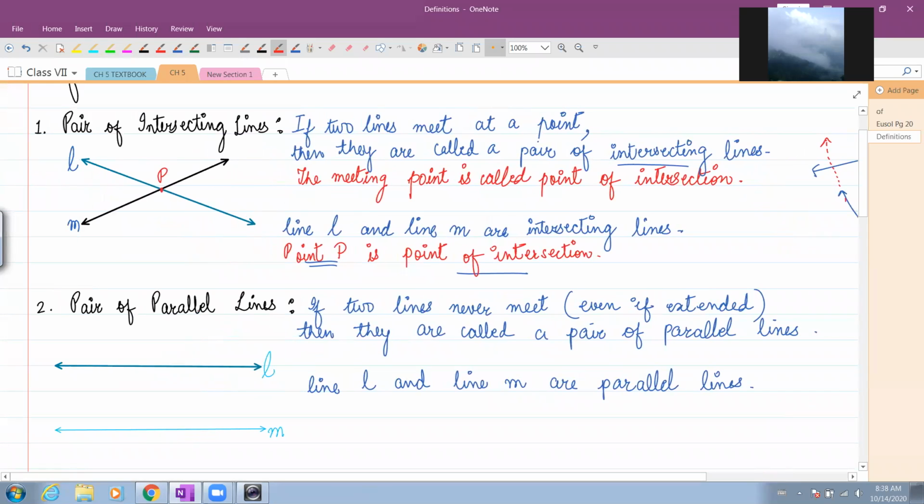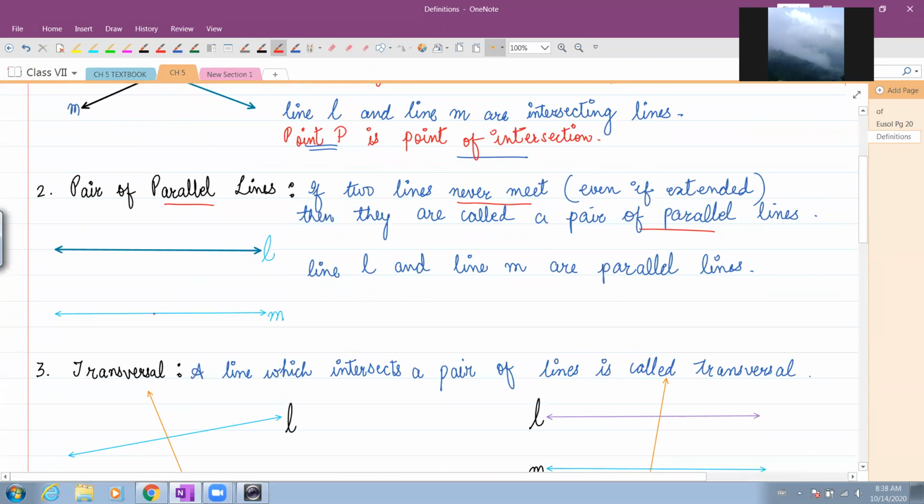The second pair of lines is parallel lines. If 2 lines never meet, even if extended, those lines are called parallel lines. And we are writing down pair here, so I'm only taking 2 lines at a time. So I have drawn a picture where I have line L and line M, and if you extend them, whether in the left direction or the right direction, these will never meet, and we call these lines parallel lines.